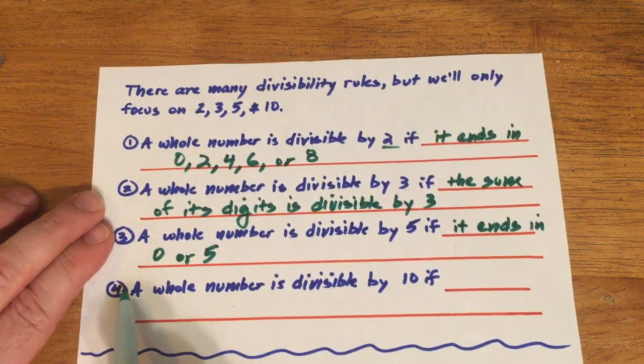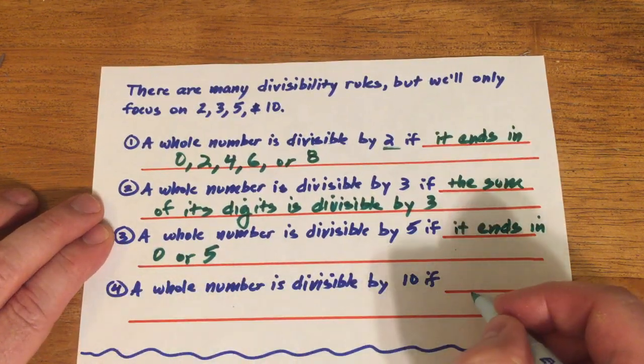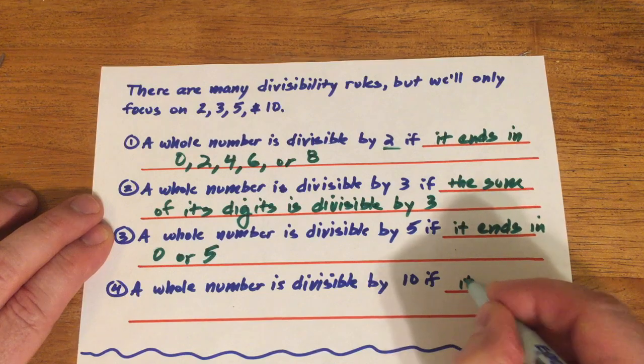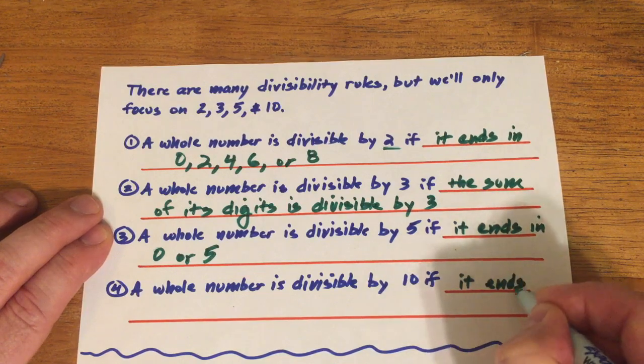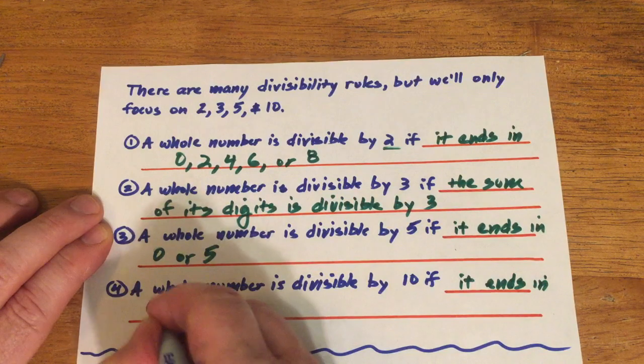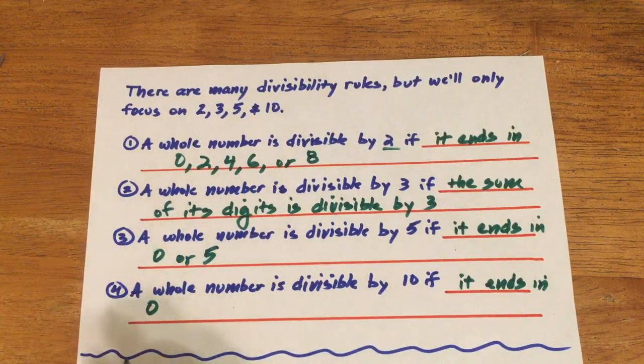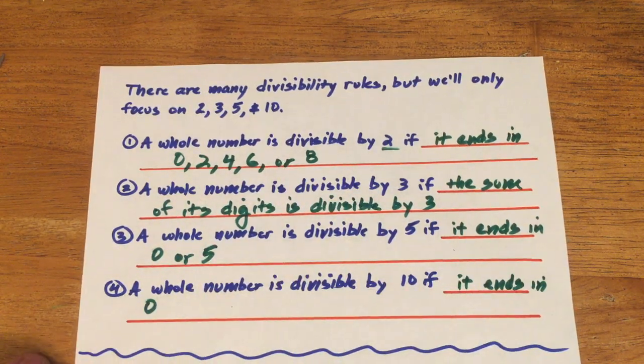The final one: a whole number is divisible by 10 if it ends in 0. Let's go ahead and put these rules to work.